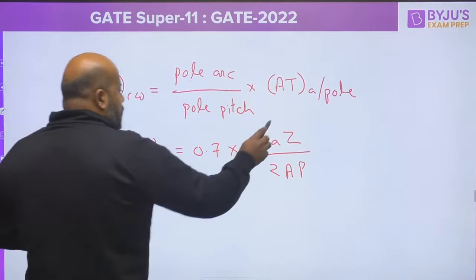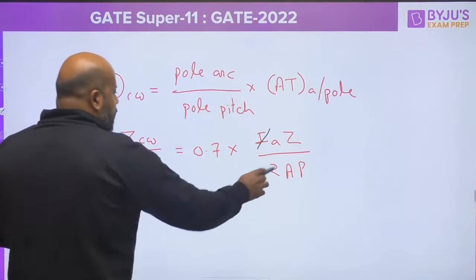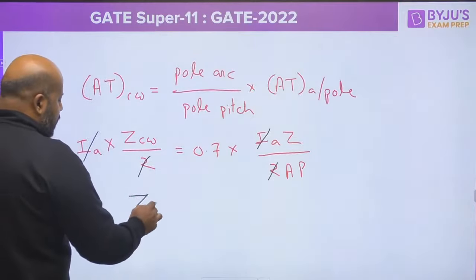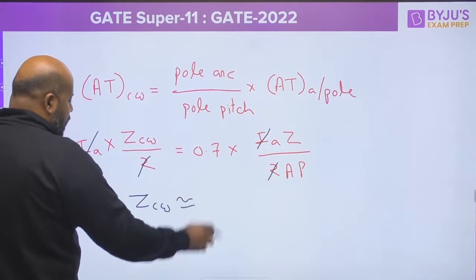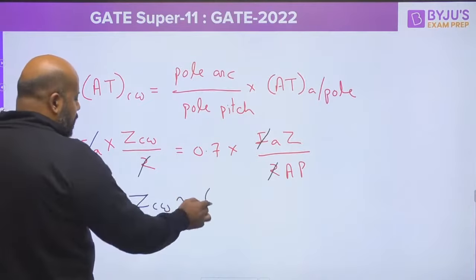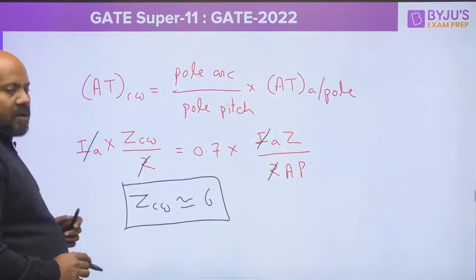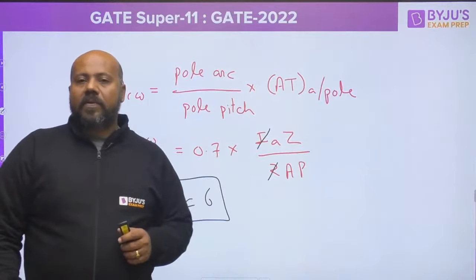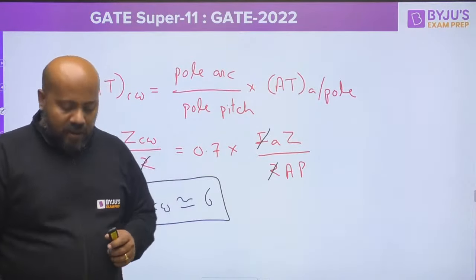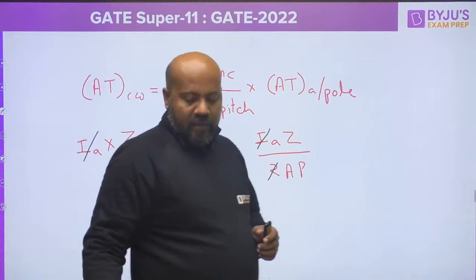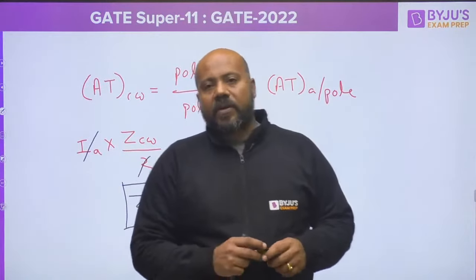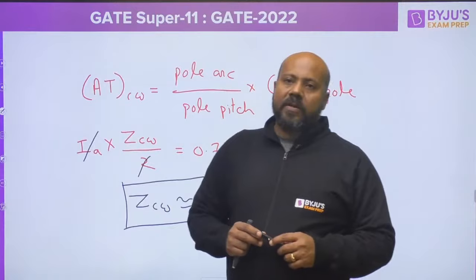So the armature current is going to be cancelled, 2 is going to be cancelled, and you can finally find the number of conductors in the compensating winding. Approximately you will be getting close to 6, so make it an integer, and 6 is going to be the correct answer. Yes, everybody? Are you able to follow this? Tell me in the comment section. We have to be a bit fast today because we have to complete the questions today itself.